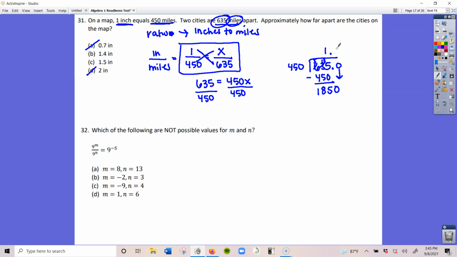So let's try 4. 4 times 0 is 0. 4 times 5 is 20. I'm going to carry a 2. 4 times 4 is 16, plus 2 is 18. So this leaves me with the remainder of 50, which we can continue dividing, but already I see it's 1.4.